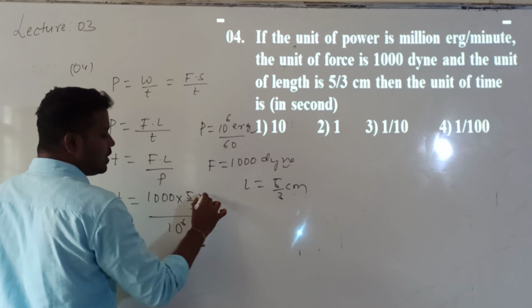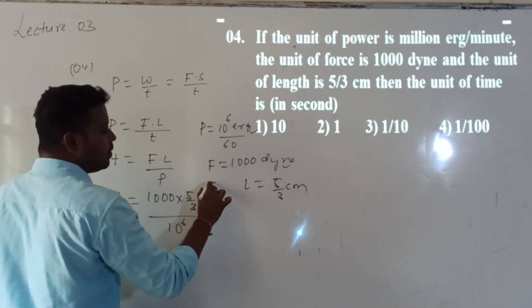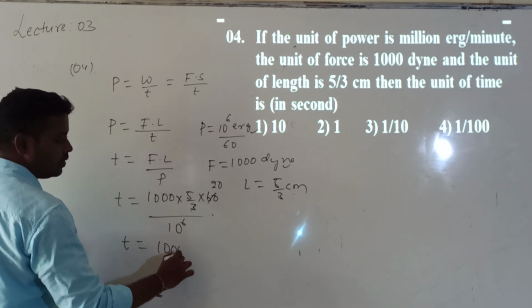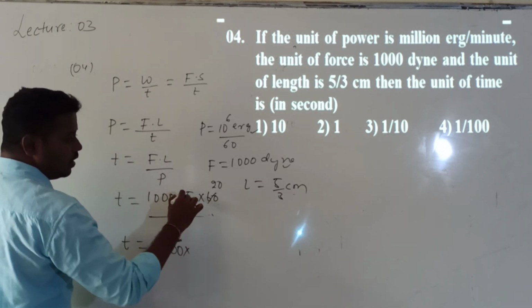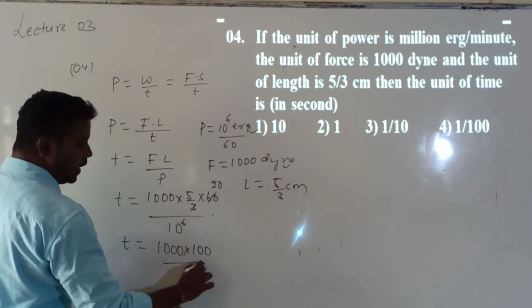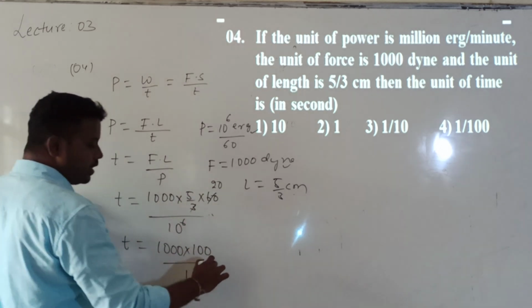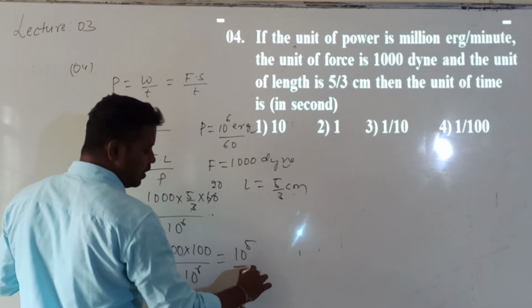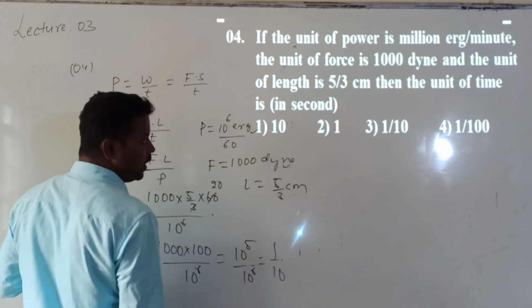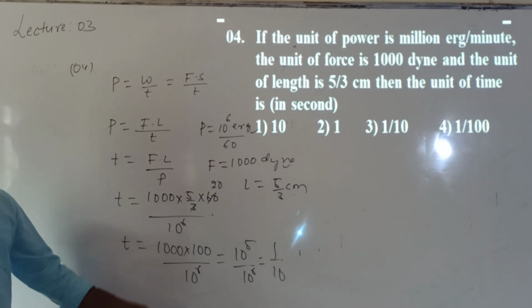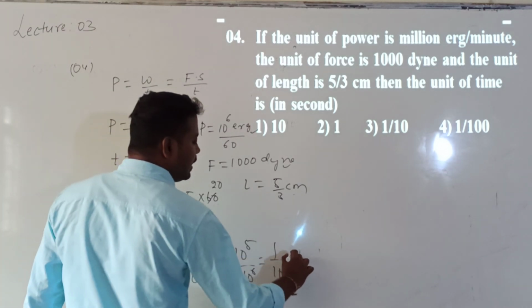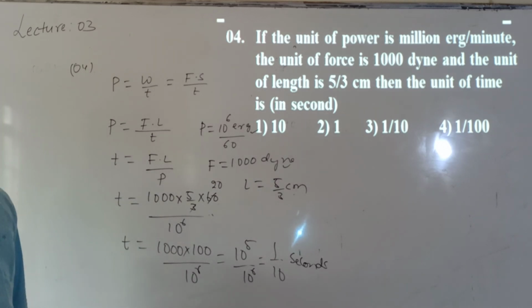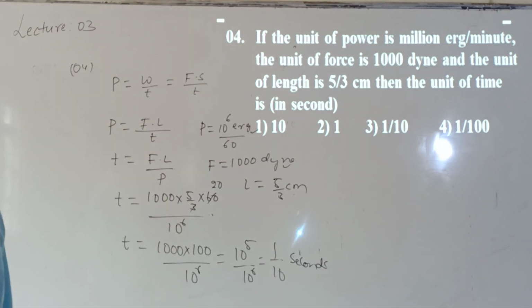Then 5/3 into 60. 3 fives are 15, 3 twenties are 60. So the answer is 1000 into 100 by 10 power 6, which is 10 power 5 by 10 power 6, which is 1/10. Understood? What is 1/10? 1/10 is the time in seconds. So 1/10 seconds. This is question number 4.